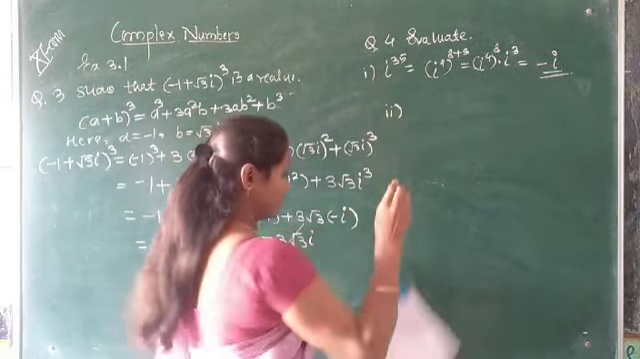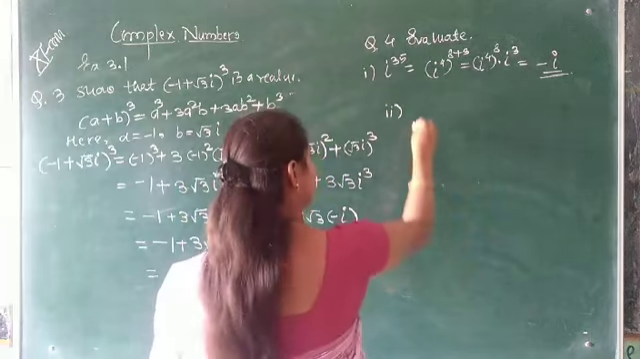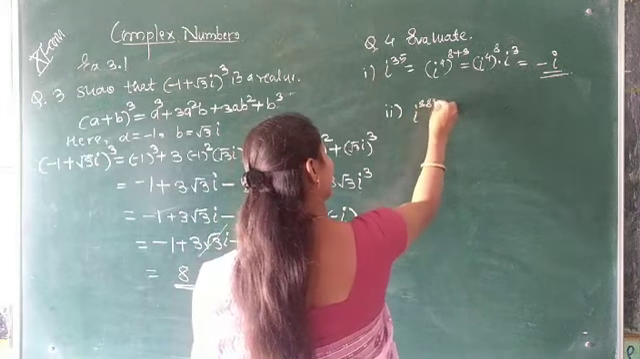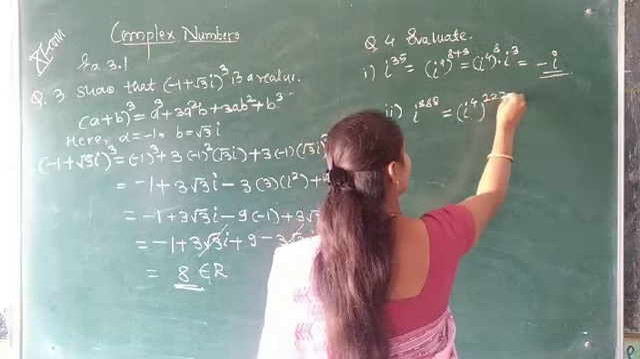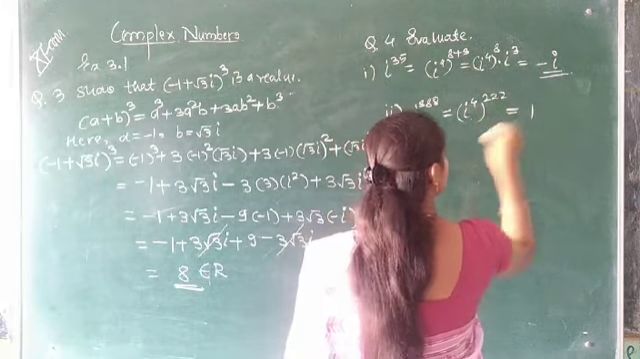Second, I raised to 888. Divide the number by 4. 2, 2, 2. The remainder is 0. Hence answer is 1.